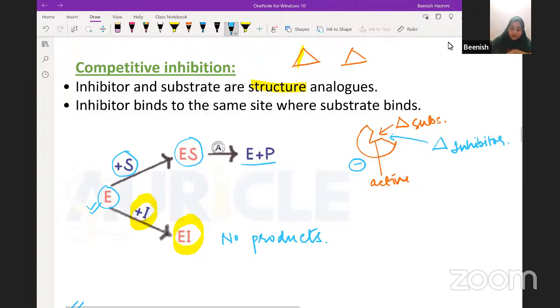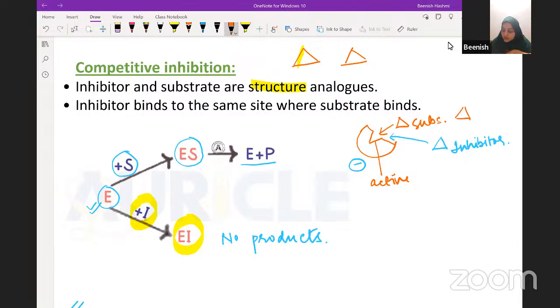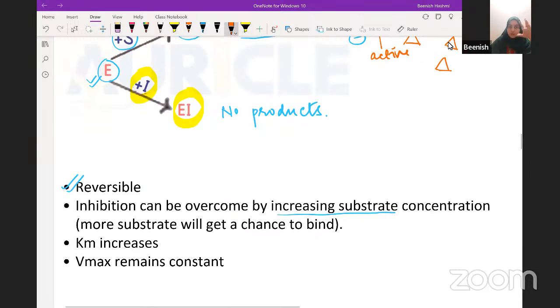So now you have this inhibitor, but what happens if you increase the concentration of the substrate? Now see, you have so many substrates and you just have one inhibitor. So what happens? The chances of the substrate binding to the enzyme, you've increased those chances, okay? So by increasing the substrate concentration, you can overcome this inhibition, which is being caused by this inhibitor. Although you are overcoming this inhibition, what do you increase?